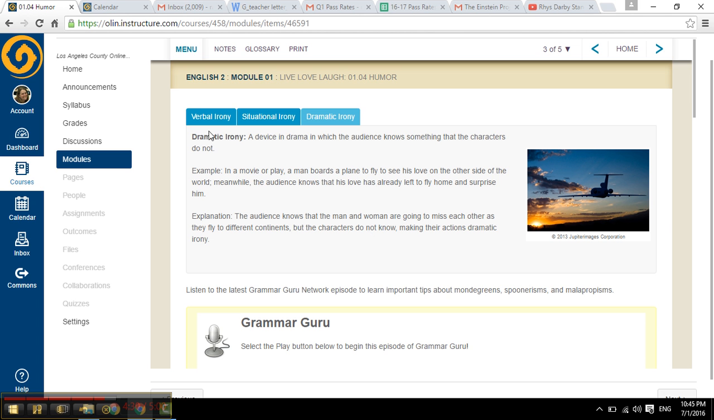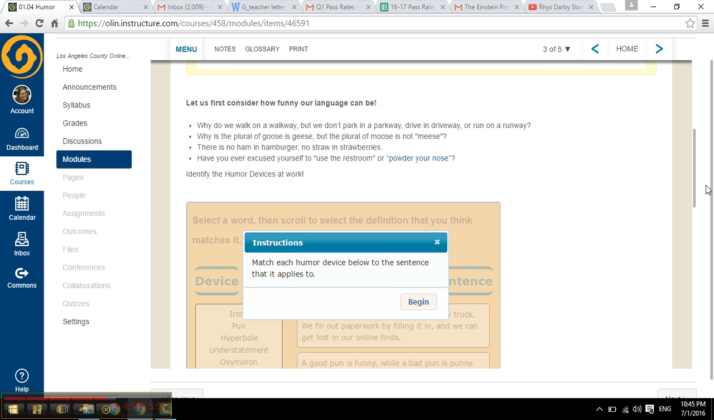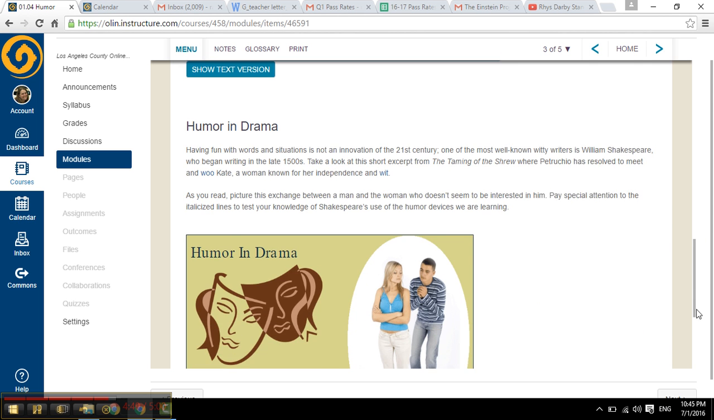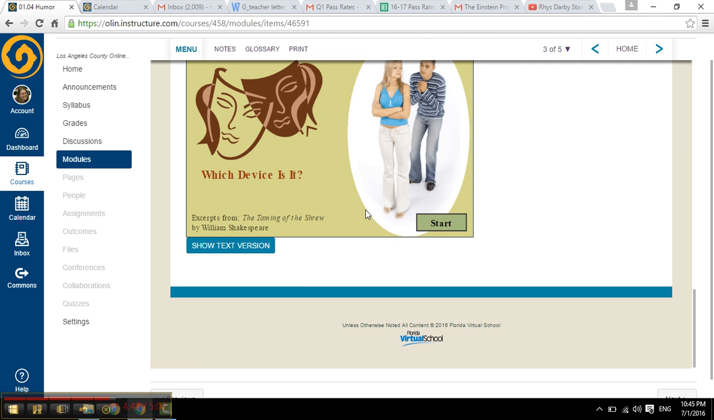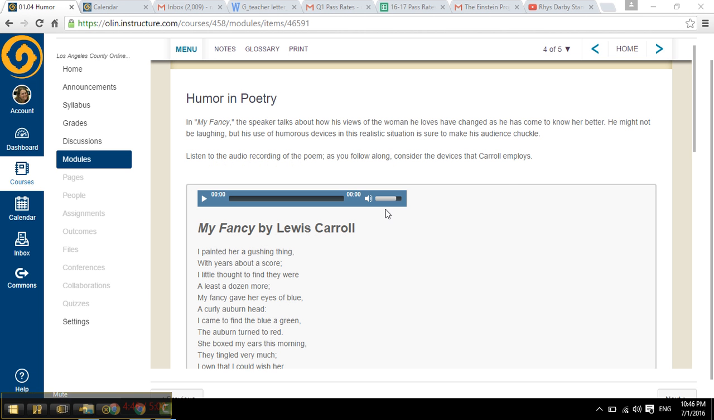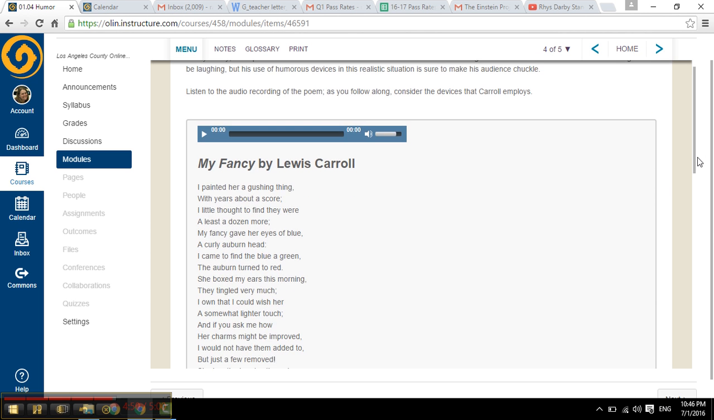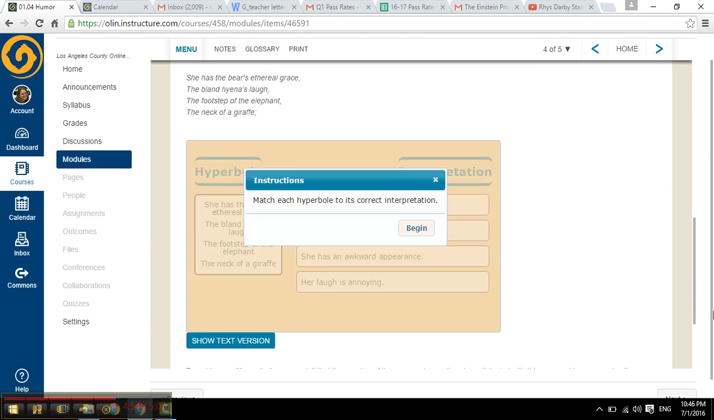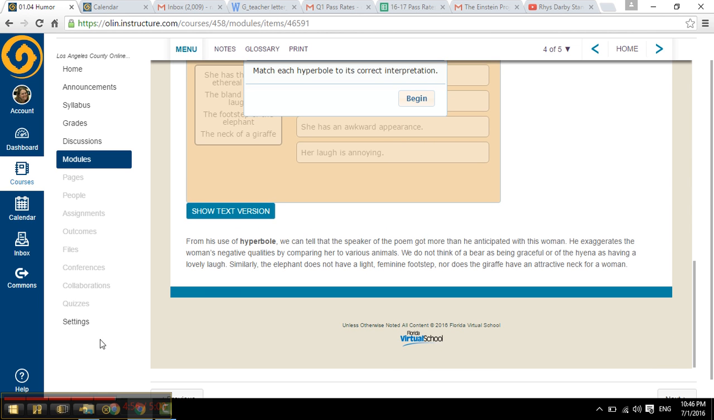Read this whole page, all the tabs, and then press play down here for the grammar guru and read all the stuff. Do this little matching thing here that will help you to remember. Read the humor and drama. Do this little thing here with the start, and then go on to page 4. On page 4, you're going to listen to this poem here by Lewis Carroll. You'll follow along and press play and listen to it. And at the bottom is another little poem and an activity. And I will make another video for page 5.